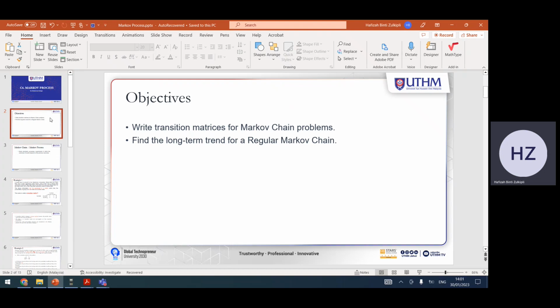The objective of this chapter, the Markov process, is we want to write the transition matrices for Markov chain problems. Then we want to find the long-term trend for a regular Markov.